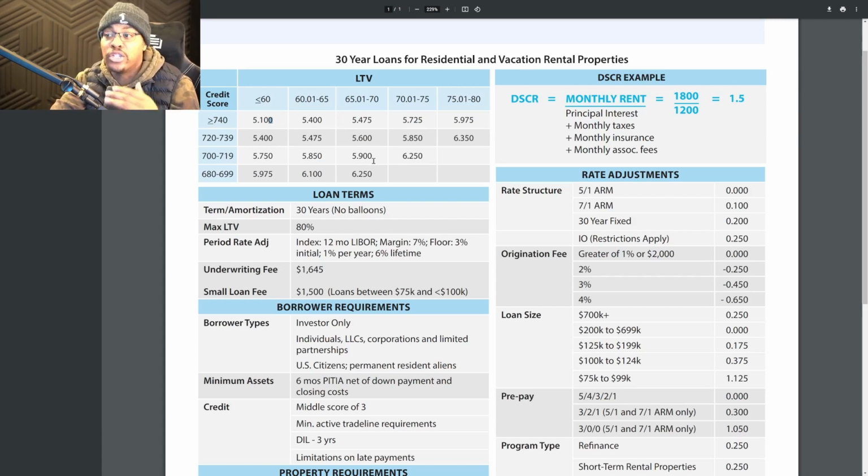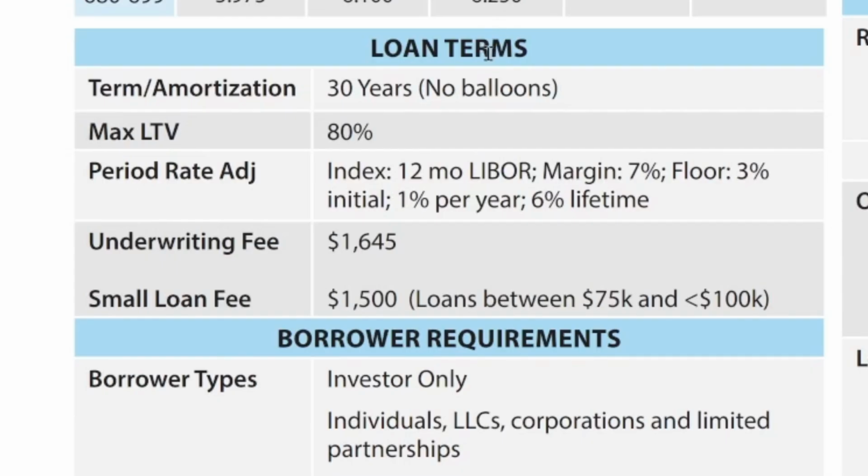And so there are adjustments that we're going to go over as well. And again, this is just for illustration purposes. These aren't actual rates that you'll be paying in today's environment. In fact, they're much higher. So right here, this just tells you the loan terms, right? 30-year maximum loan to value, 80%.